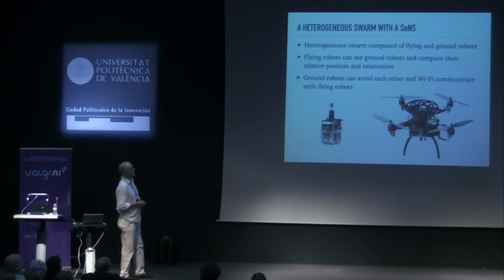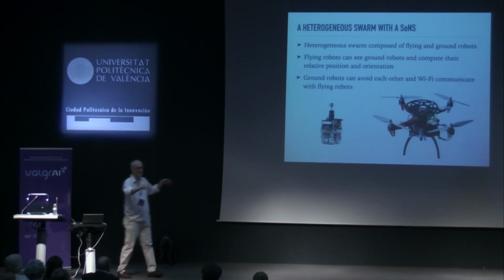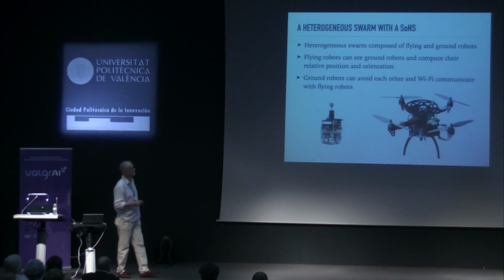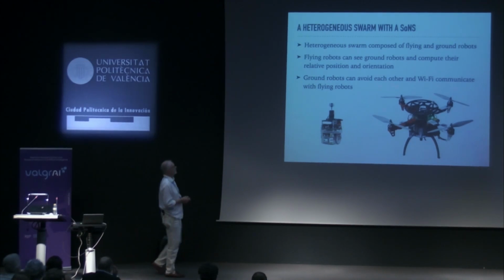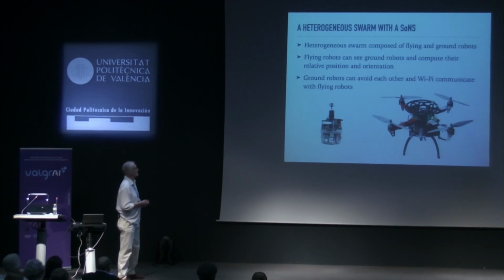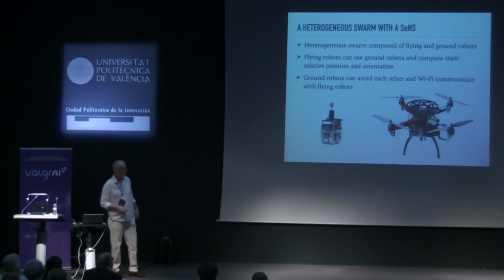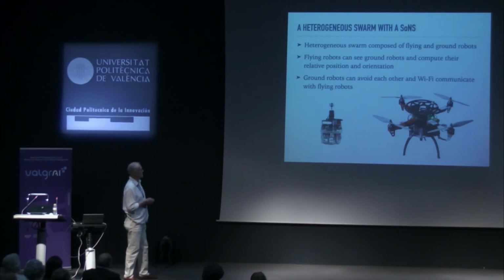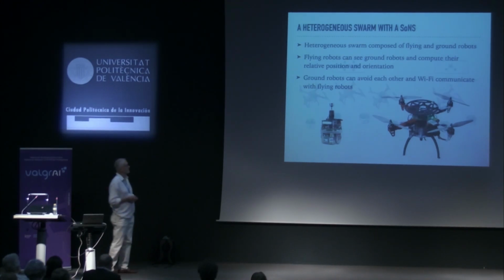So we have the flying robots that can see the ground robots, and they can compute the relative position and the orientation of the ground robots. But the ground robots cannot see the flying robots. They can just communicate with them by Wi-Fi, and they can avoid each other and the obstacles. So these are the simple communication and sensing capabilities of this heterogeneous world.